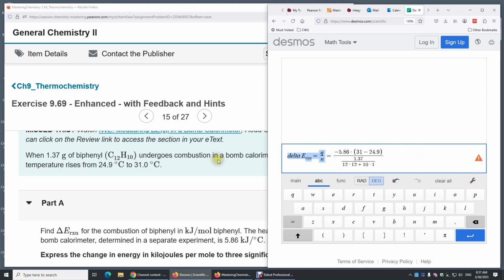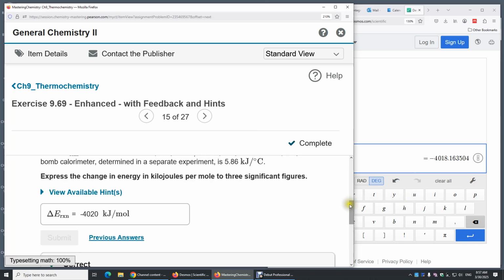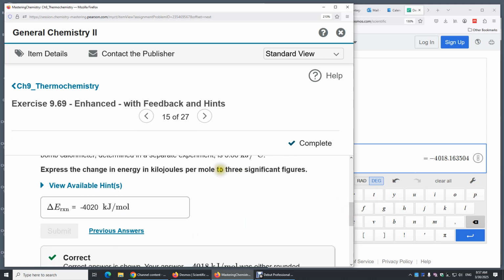To use the calculator, I think I need to do this. So negative 4018 kilojoule per mole. It should be negative 4.02 times 10 to the power 3.